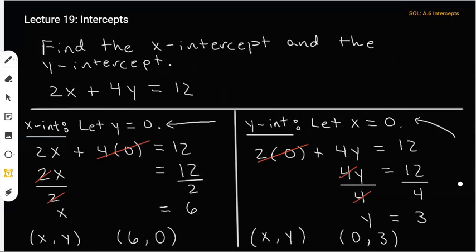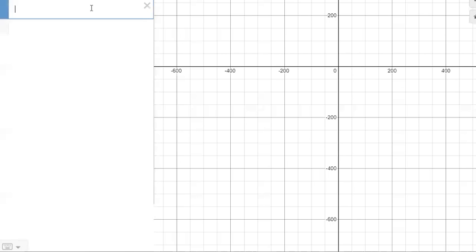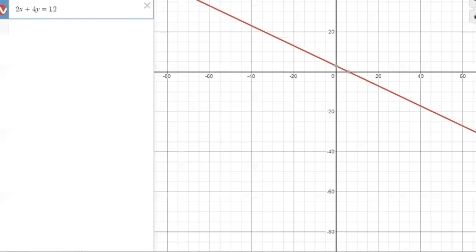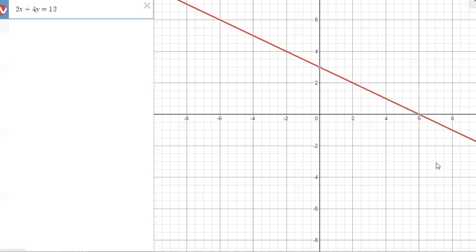Okay, so what does this look like when we graph it? Well, if we go over to Desmos, I'll show you what this looks like. We're going to have 2x plus 4y is equal to 12. And I'm going to zoom in. So you see the red line.